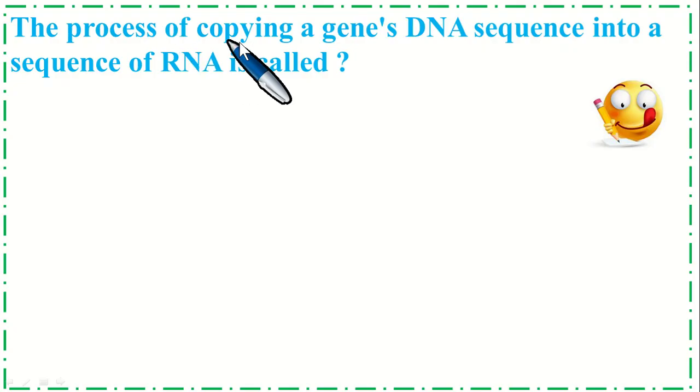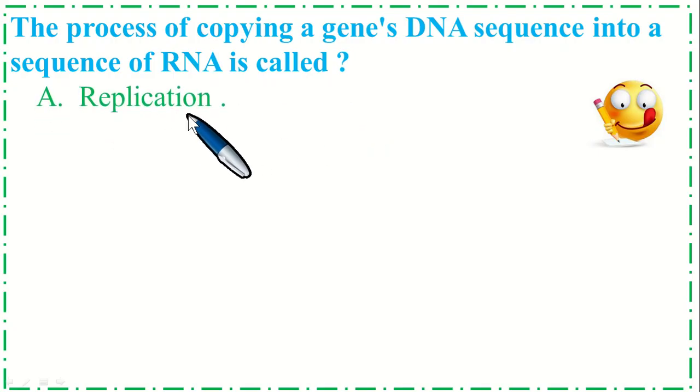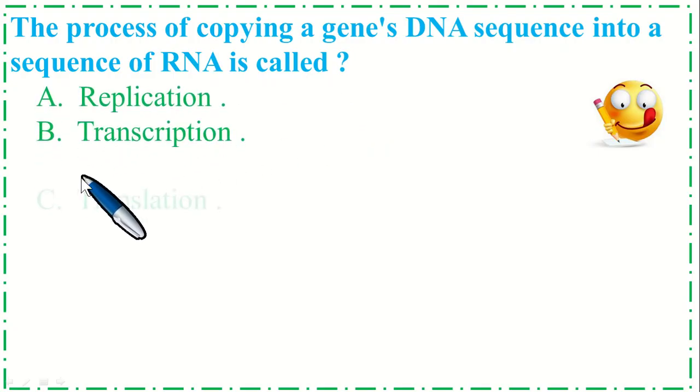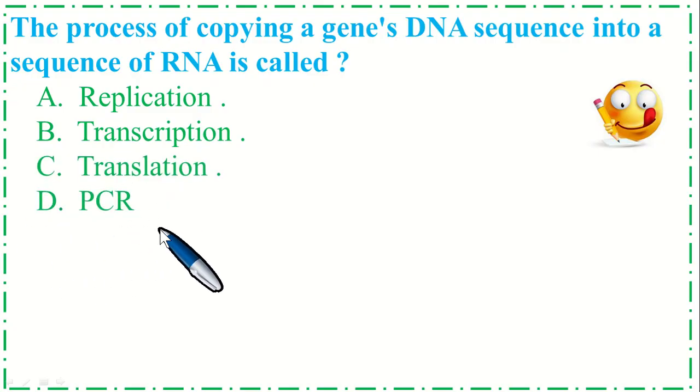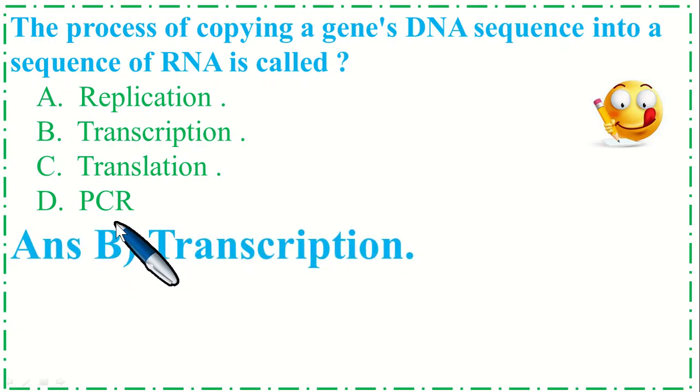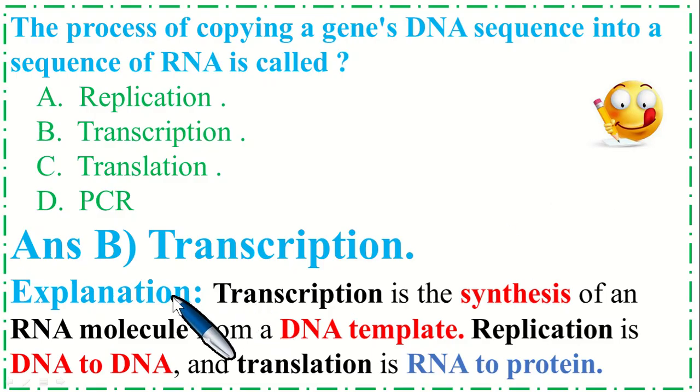The process of copying a gene DNA sequence into a sequence of RNA is called option A replication, B transcription, C translation and option D PCR. So the correct option is B transcription. Explanation: transcription is the synthesis of an RNA molecule from a DNA template, while replication is DNA into DNA and translation is RNA into protein.